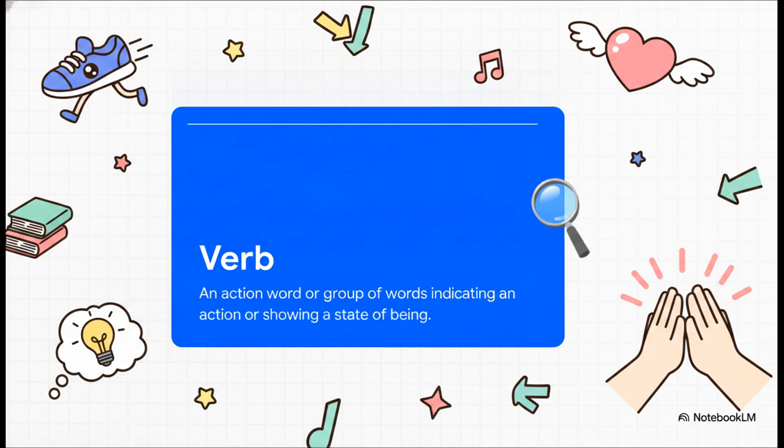At its core, a verb is an action word. Or it's a group of words indicating the action done by a subject or showing a state of being. Whether it's a physical movement, a deep mental process, or just the simple condition of existing, the verb is what makes the whole thought actually work.